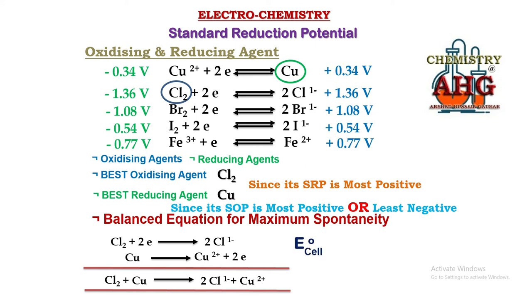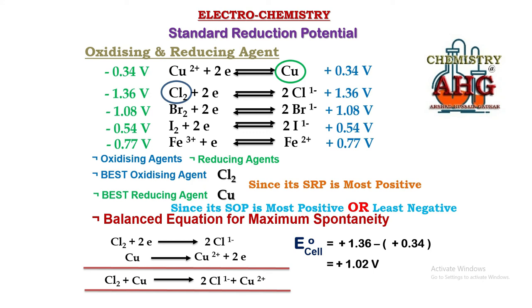Standard cell potential is equal to standard reduction potential of cathode minus standard reduction potential of anode. Right now the cathode is chlorine, so you will use the value of the chlorine half cell, plus 1.36 minus plus 0.34 volt. Use the calculator and you will get the answer. The cell potential for this electrochemical cell is positive 1.02 volt. So it means this is an electrochemical cell because it is producing a voltage of 1.02 volt.